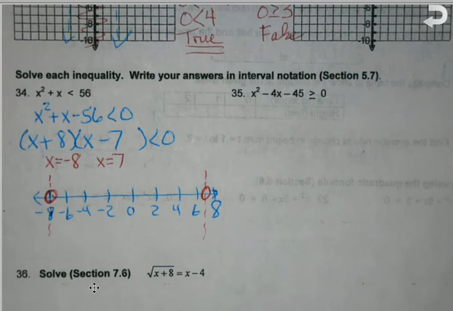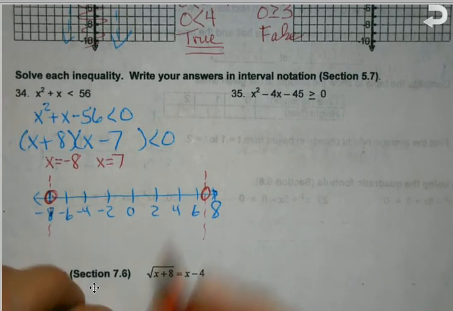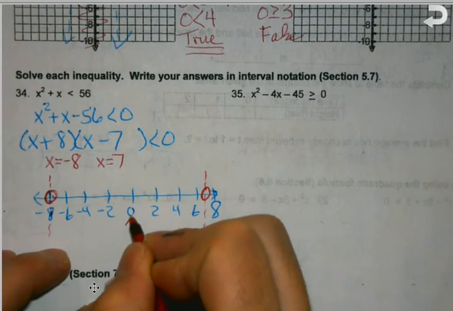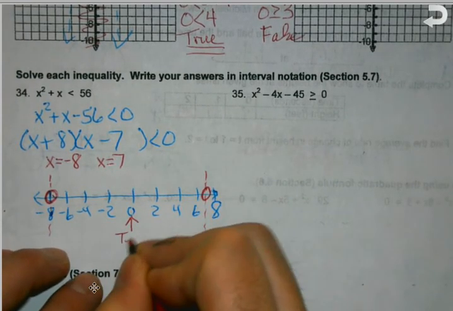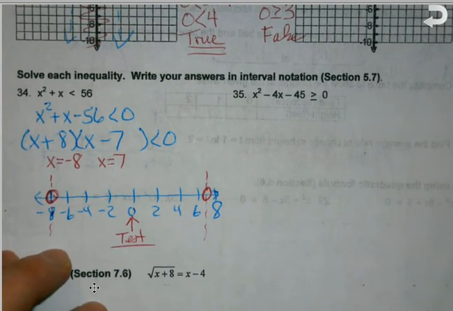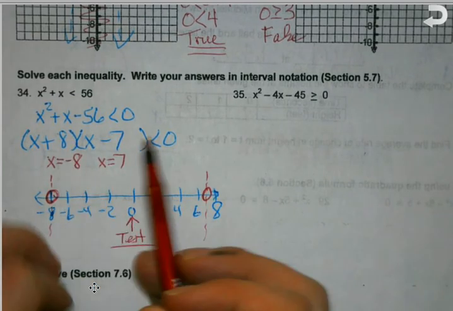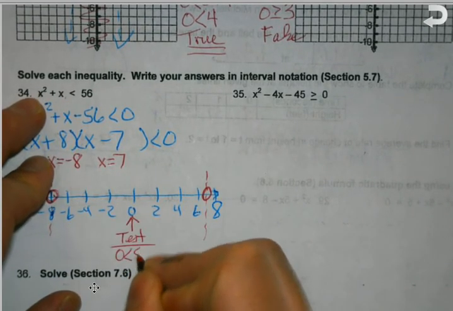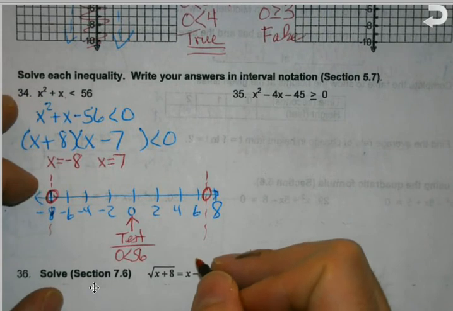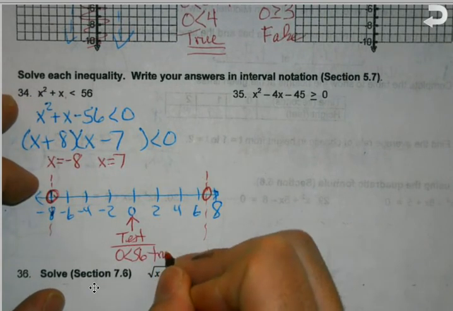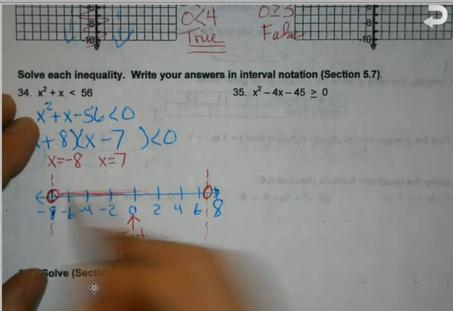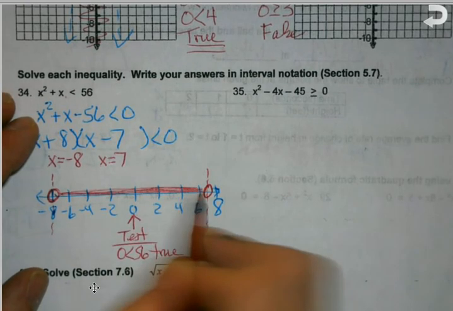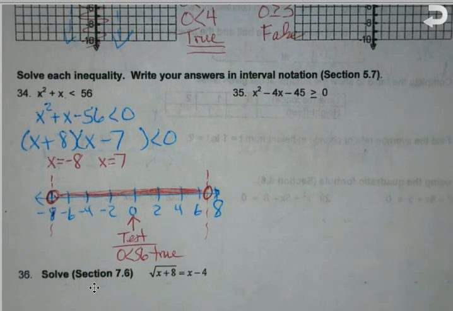Any preferences on what point we use? Yeah, I was going to say, I'd keep going back to 0 if I could. So if we test 0 out, 0 plus 0, that's 0. Is 0 less than 56? Since that's true, I'm going to shade in the region where that 0 is, which is here.